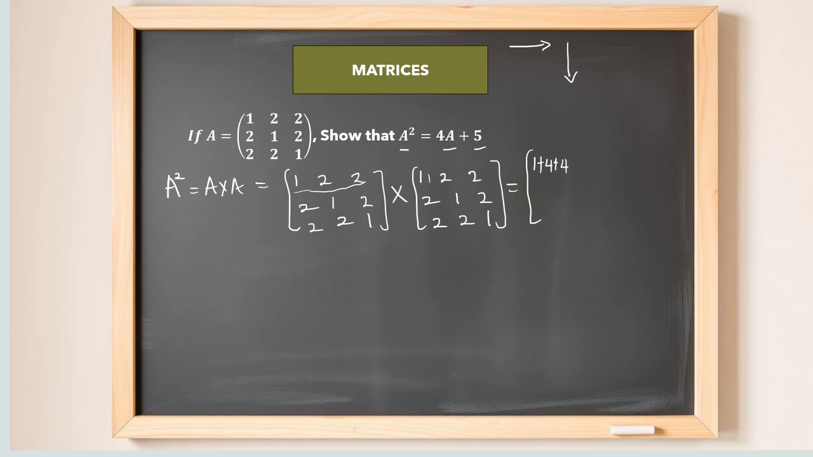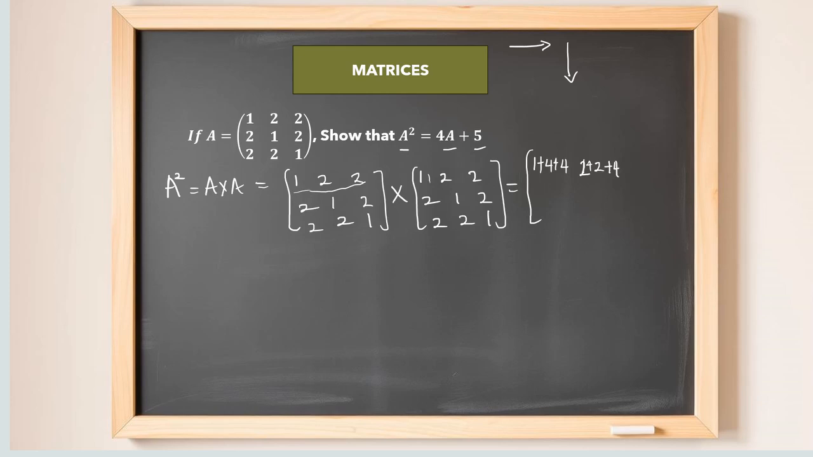Now we want to use this also for the next column. Repeating this for the next column, here we have 1 multiplied by 2, which is 2, plus 2 multiplied by 1, which is 2, plus 2 multiplied by 2, which is 4.